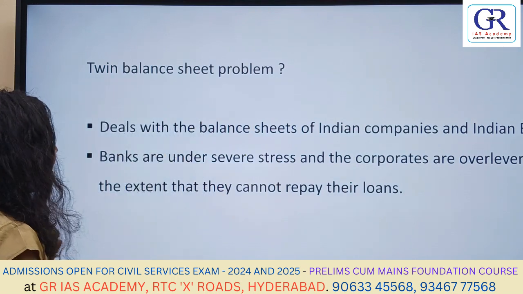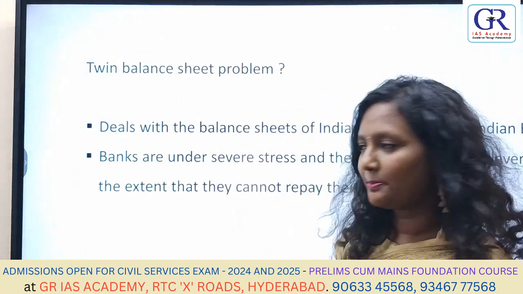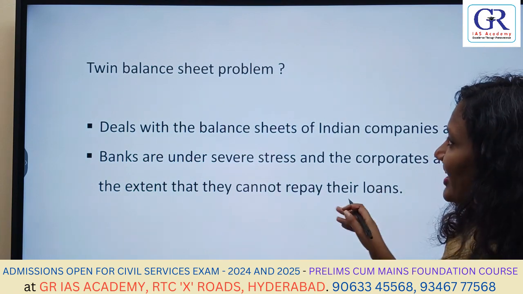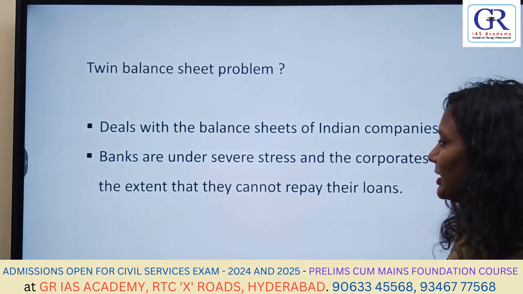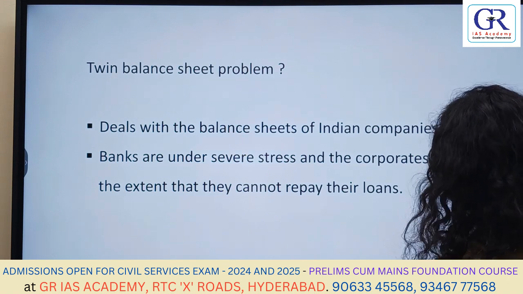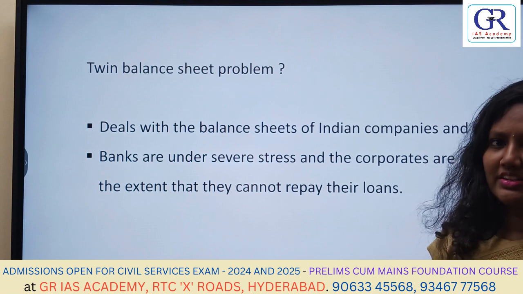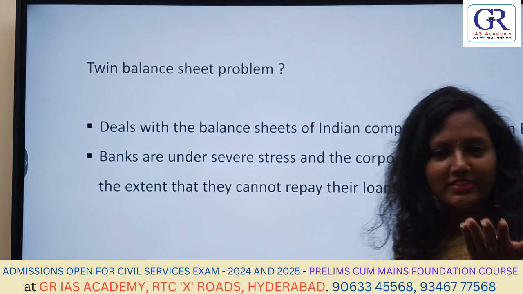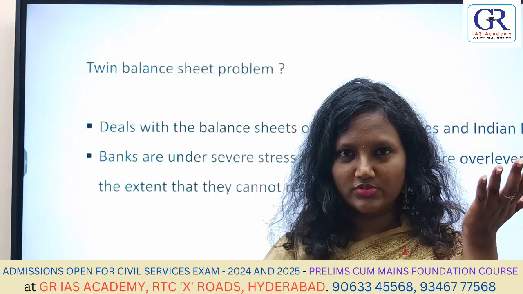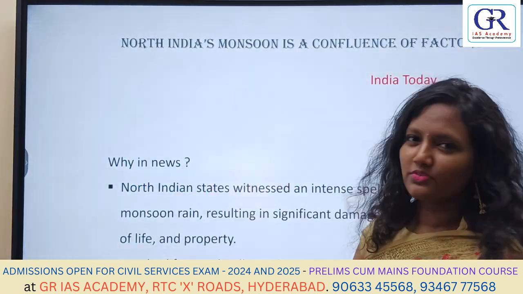Okay, twin balance sheet problem. What is this twin balance sheet? This deals with the balance sheet of both Indian companies and also the Indian banks. Now, when will the twin balance sheet become a big problem? For example, suppose banks are under severe stress and they couldn't do anything. And at the same time, the corporates are at that stage where they cannot repay their loans. Okay, banks are under overstress and these companies cannot pay the loans. So what will happen? There will be a problem, right? So that is the twin balance sheet problem.